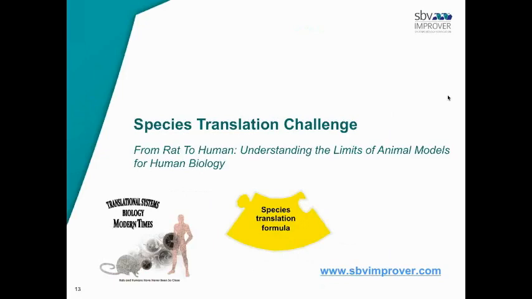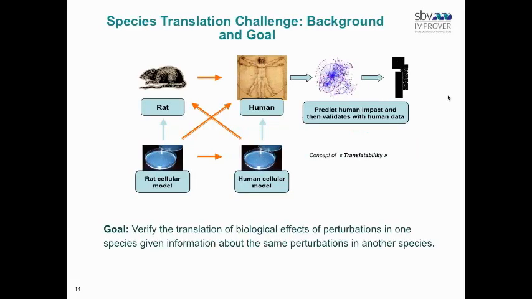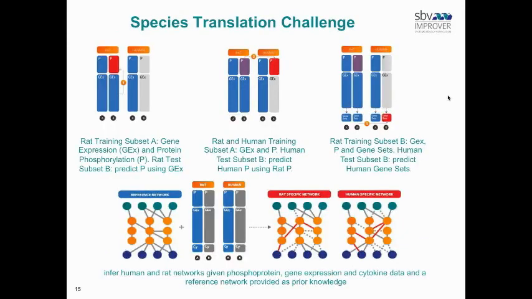The next challenge was a species translation challenge. This was a more challenging challenge from my point of view, and the aim was to understand whether we can translate results from rat to human. The challenge had data from rat and from human, cellular models, in vivo models, different perturbations, transcriptional profiling, and phosphorylation data. There were several sub-challenges.